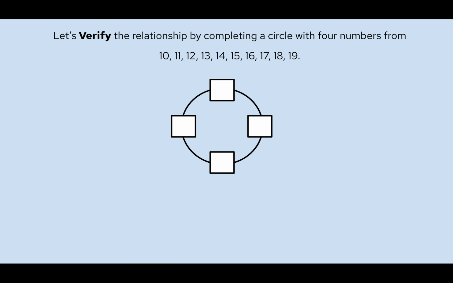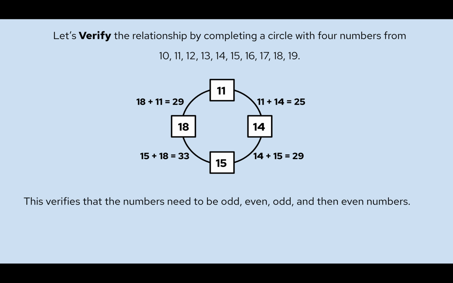So let's verify or prove that this relationship is true by completing a circle with 4 numbers from numbers 10 to 19. So again, I'm going to do even, odd, or odd, even. In this case, I did odd, even. And now we're going to find the sums: 29, 25, 29, 33. So this verifies that the numbers need to be odd and then even, and the sum is always going to be an odd number.